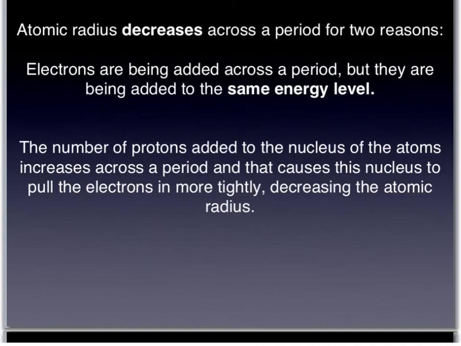Okay, so to sum up, atomic radius decreases across a period for 2 reasons. One, electrons are being added across a period, but they're being added to the same energy level. Now that alone won't explain it, because if they're being added to the same energy level, it sounds like they won't get any bigger, they'll stay the same. But this also occurs. The number of protons added to the nucleus increases as you go across the period, and that pulls the electrons in more tightly, and that causes the atom to get smaller.